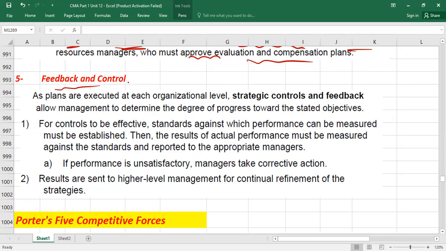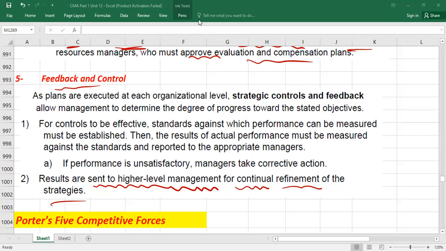And obviously, once you compare actual results with the planned, whatever results you get, these results are sent to higher level management for continual refinement of the strategies. Maybe they need to revise the assignment strategies, or maybe they need to make certain changes. Understood? So this is the fifth thing. So this was the strategic management process. So 5 stages: mission, situational analysis, SWOT analysis, design of strategy, implementation of strategy, feedback and control, right? So these are 5 points.